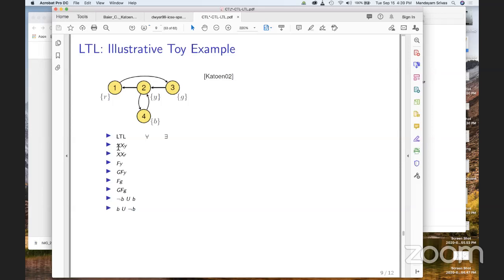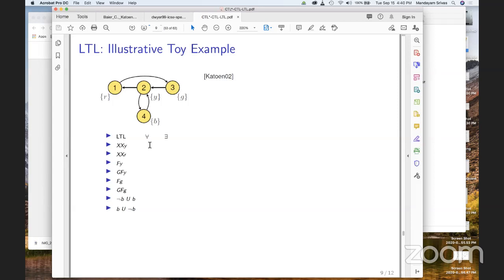So let me take one at a time. X, X, Y. Is there a state among 1, 2, 3, 4 for which every infinite path originating from that state satisfies this formula? State 1. You have to speak up. I didn't hear. Am I audible? Yes, state 1. Is that the only one?